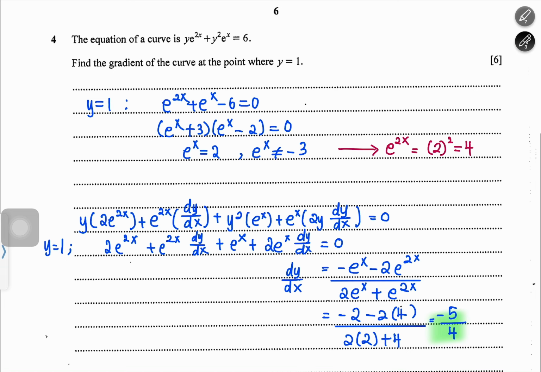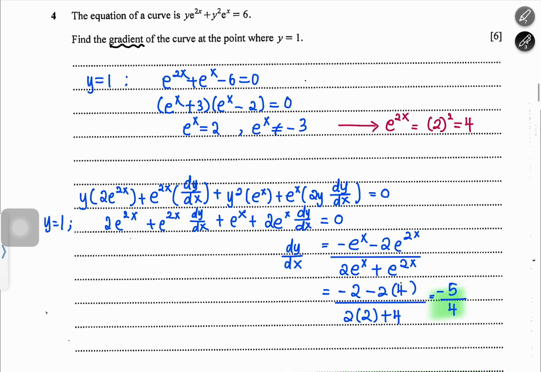Next, they are asking us to find the gradient when y is equal to 1. So a lot of us, of course, you will be able to differentiate it correctly, but you've got to be careful because this is implicit differentiation. Okay, let's look at this. I am placing my y, and then when I do the dy/dx for e to the power of 2x, I'm going to get that.